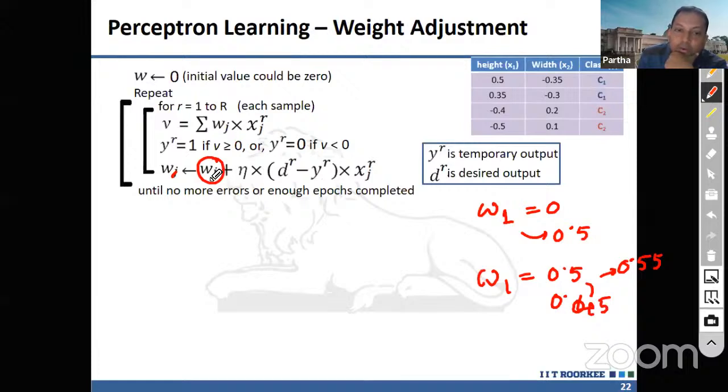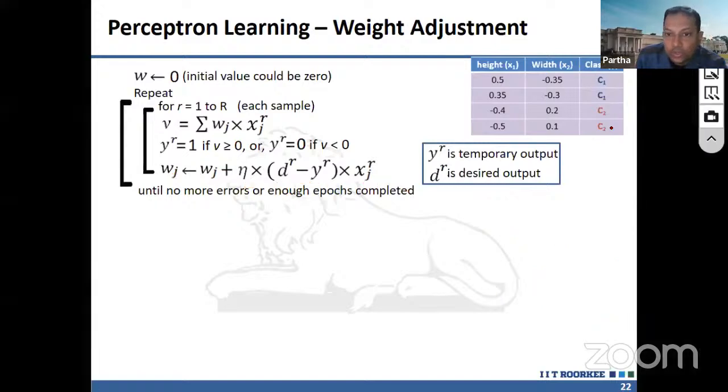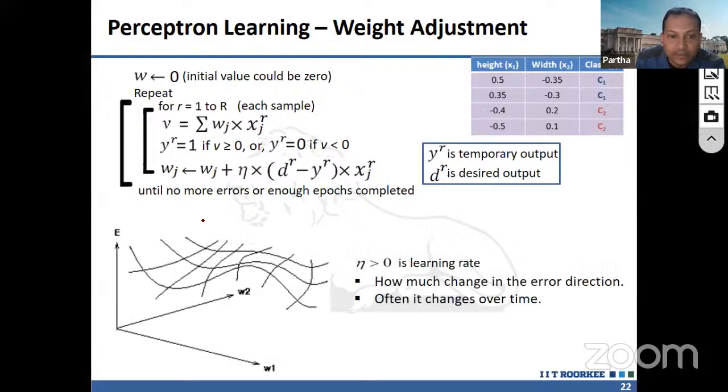So I had some old value and I'm changing it with this value, eta into (d minus y) into xj. d is the ground truth or the actual value, y is the predicted value, and xj is the feature. So I am just multiplying d minus y into xj into some scaling factor. Whatever the multiplication comes to, I'll multiply with, for example, 20% or 30% of this value, and then I will modify. That's the principle of this weight modification.